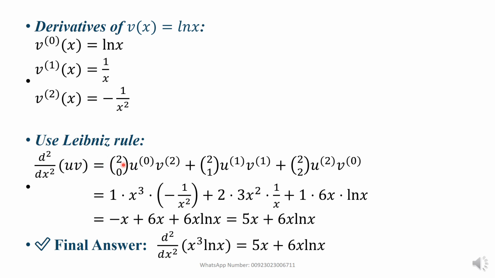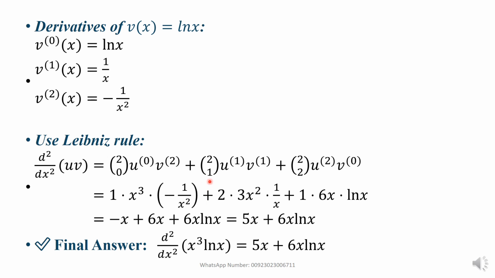2 factorial divided by 0 factorial, small bracket, 2 minus 0, bracket close, factorial. Then simplifications, then we get 1. u power 0, according to your question here is given x power 3, and v power 2. Get the answer minus 1 upon x square. Plus sign you write same.